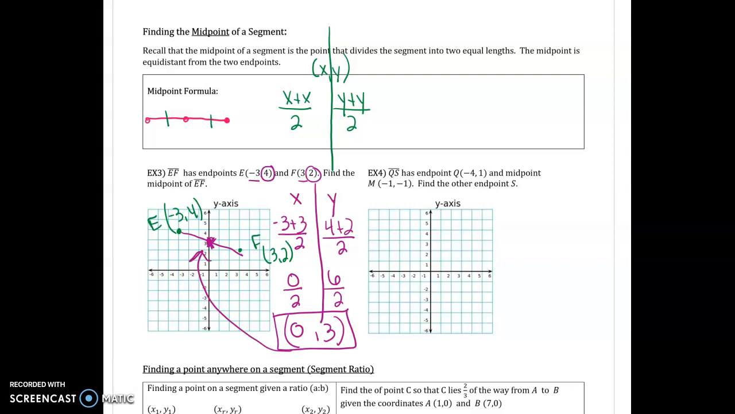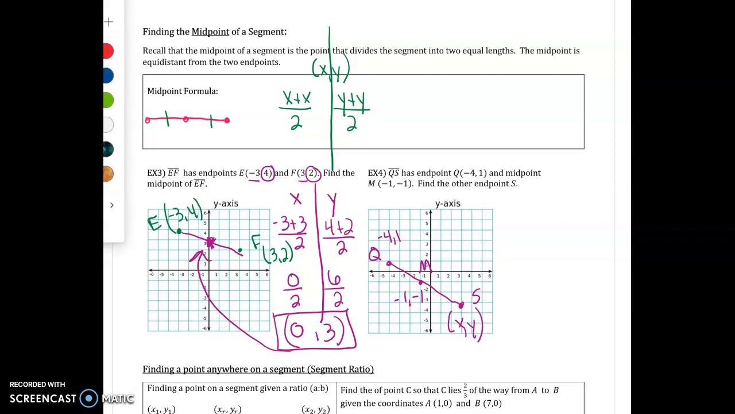So most of the examples are like example 3, but sometimes you're going to have something a little more challenging, like in example 4. So QS has an endpoint, one of them Q, -4, 1. And they're actually going to tell us the midpoint this time. It's -1, -1. And what we want to do is find the other endpoint. So if M is in the middle, this S is somewhere over here. Where, I'm not quite sure, but again, I'm not great at drawing on this. So S is somewhere here, and we need to figure out its x and y value.